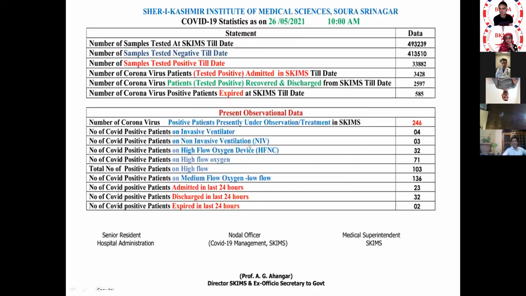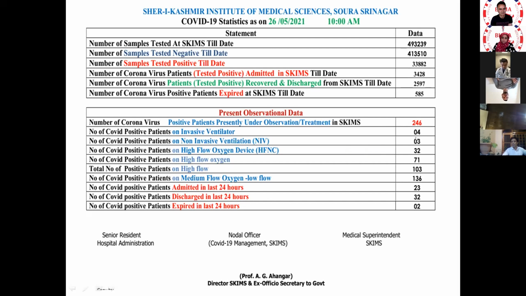I have just kept a last slide. This is today's census that we have from SKIMS. I will just briefly summarize this slide. From this slide, we see that we have had till date around 3,500 patients, 3,428 patients. And we have discharged around 2,597, around 2,600 patients from our hospital. Unfortunately, we have had around 585 deaths. And this is the data we have today.